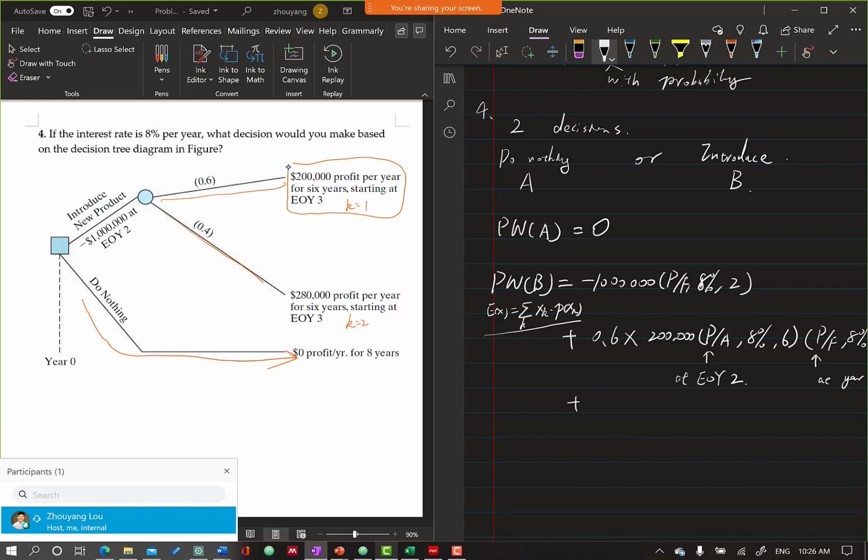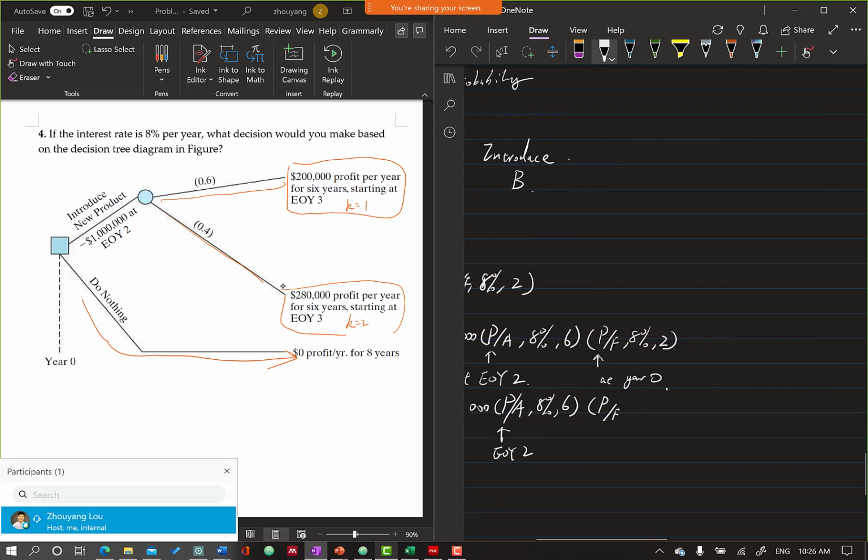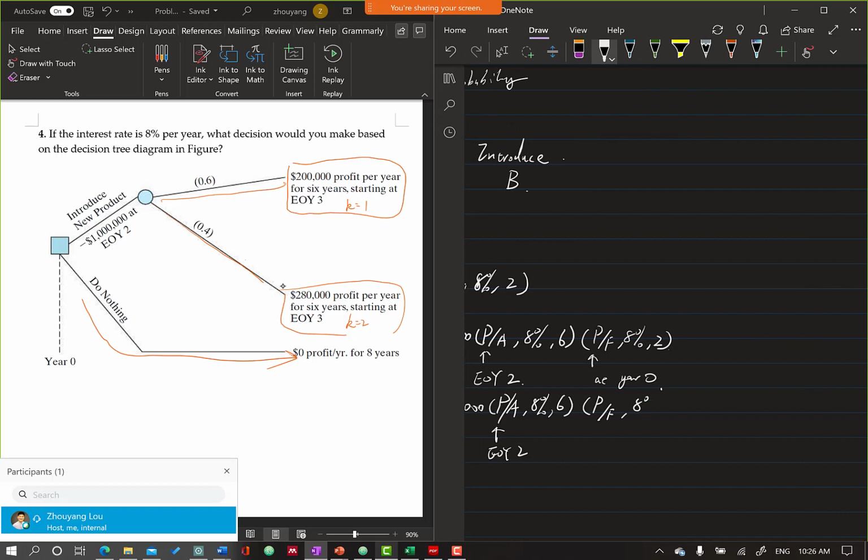Then the second scenario with the probability 0.4, and now it's 280,000, and it's the same thing, just getting a different A. So we're still using the P given A factor to transfer to the relative present worth, 8%, 6 years, which is also at the end of year 2. And we further convert that back to the present worth using the P given F factor, 8%, 2 years.